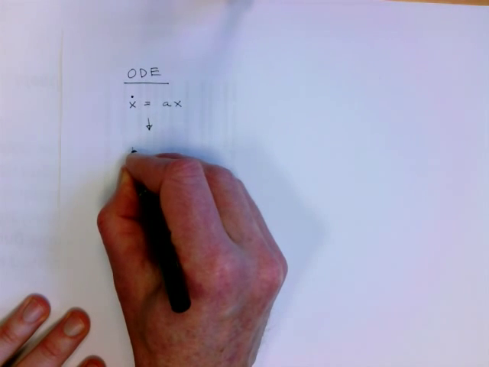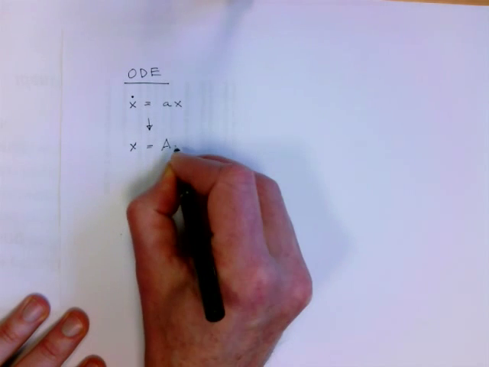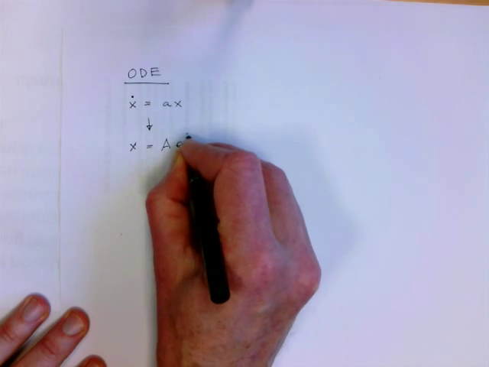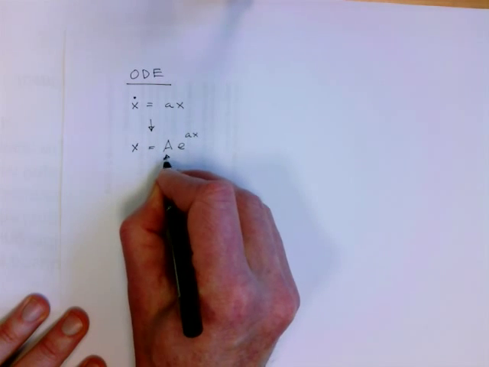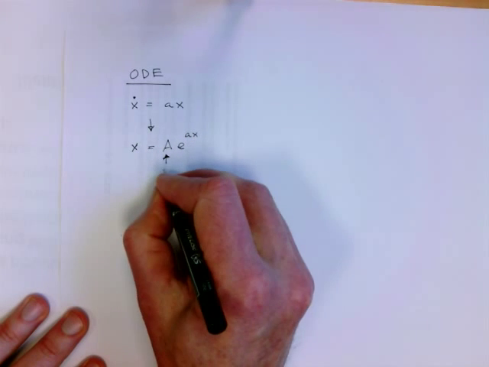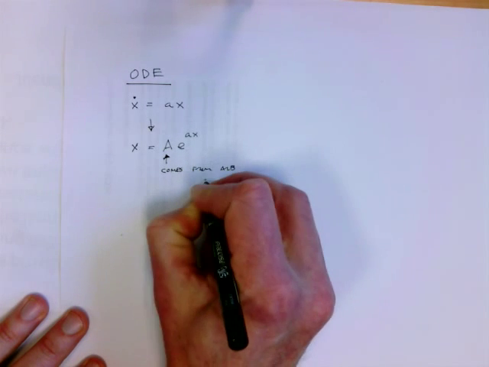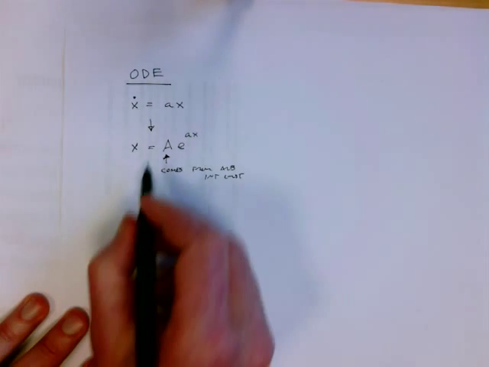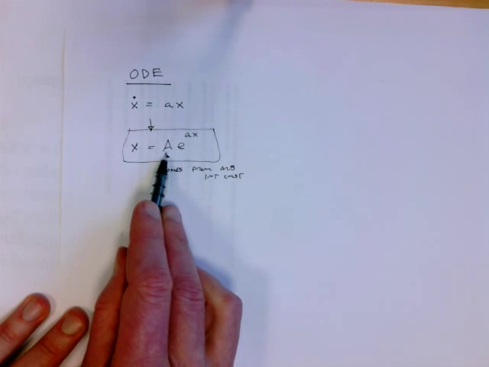The function whose derivative is proportional to itself. So I end up getting x is equal to some arbitrary constant times e to the a times x, right? And this arbitrary constant comes from the fact that I have to do that integration. So it sort of comes from the arbitrary integration constant. Now, you remember that with ODEs, this actually is not one solution. This is an infinite number of solutions because I can choose any value of A that I want to, right?